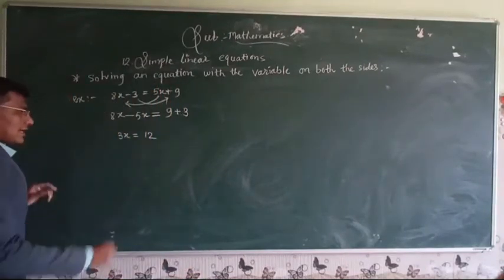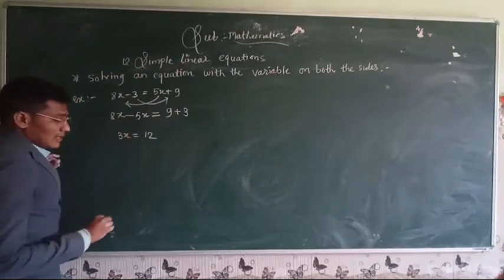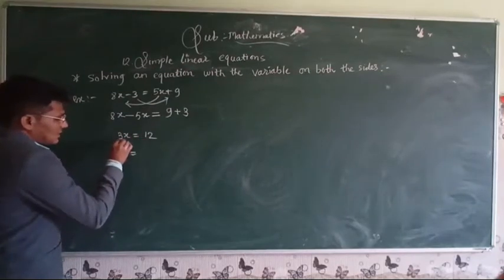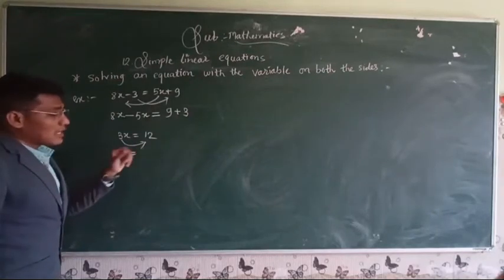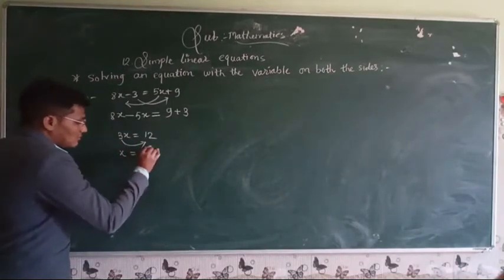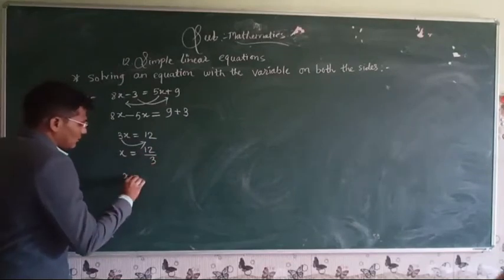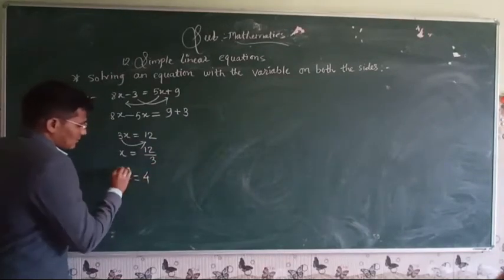Now after solving we get 3x is equal to 12. Now we want the value of x. That's why this 3, which is multiplying x, will go to the RHS, and at that time it will divide the 12. That's why 12 by 3. And after dividing, x is equal to 4.